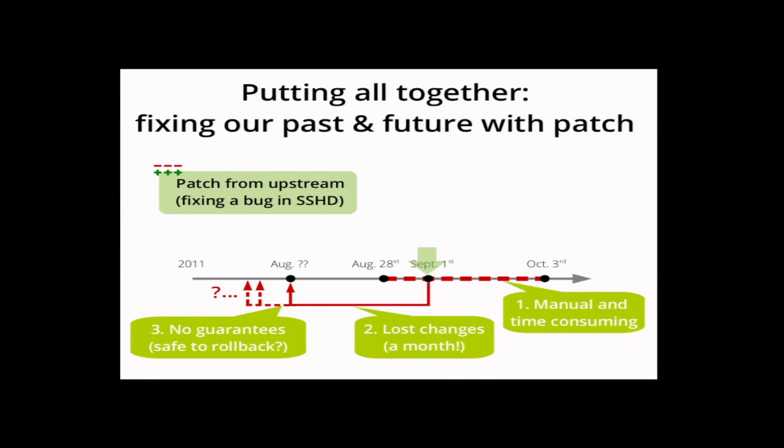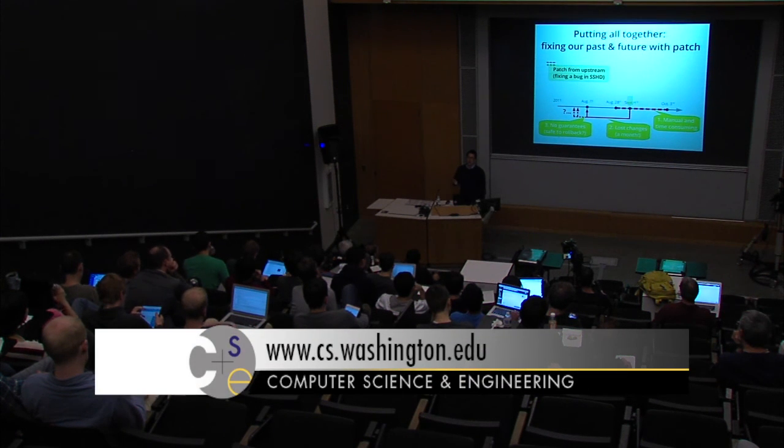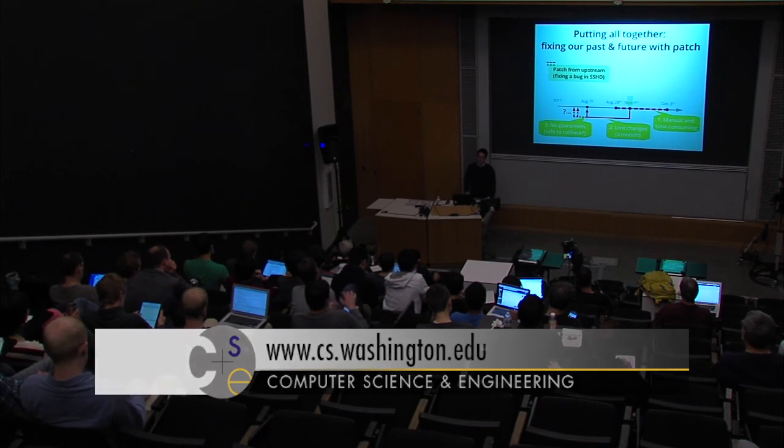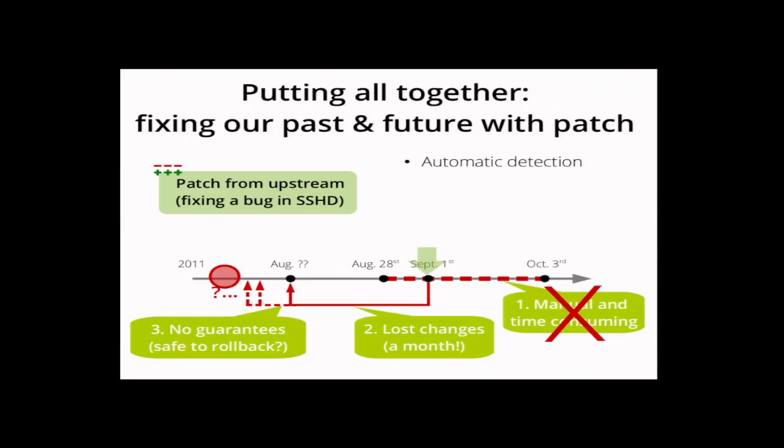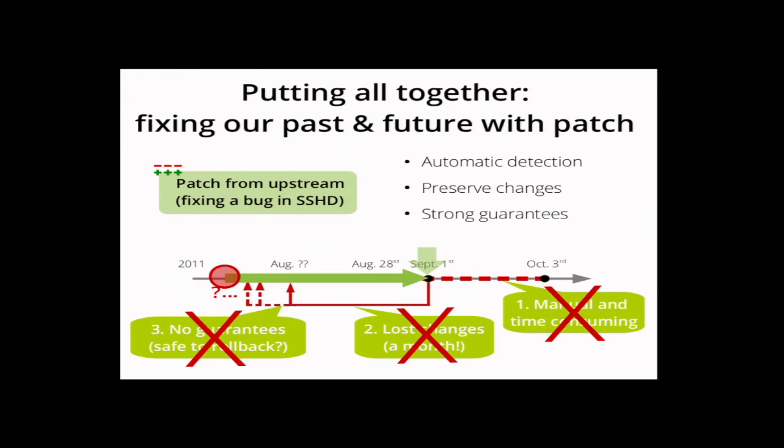For example, if we get a security patch for the secure shell server from the upstream, at that point we can quickly pinpoint the entry point of the attack by using the patch-based auditing system. So instead of spending time on manual analysis, we can quickly pinpoint the original entry point of the attack. After we identify the entry point of the attack, we can selectively roll back and re-execute so that we can preserve the changes that we made after that. Lastly, because we provide precise dependency tracking in our system, we can now provide very strong guarantees about our recovery.